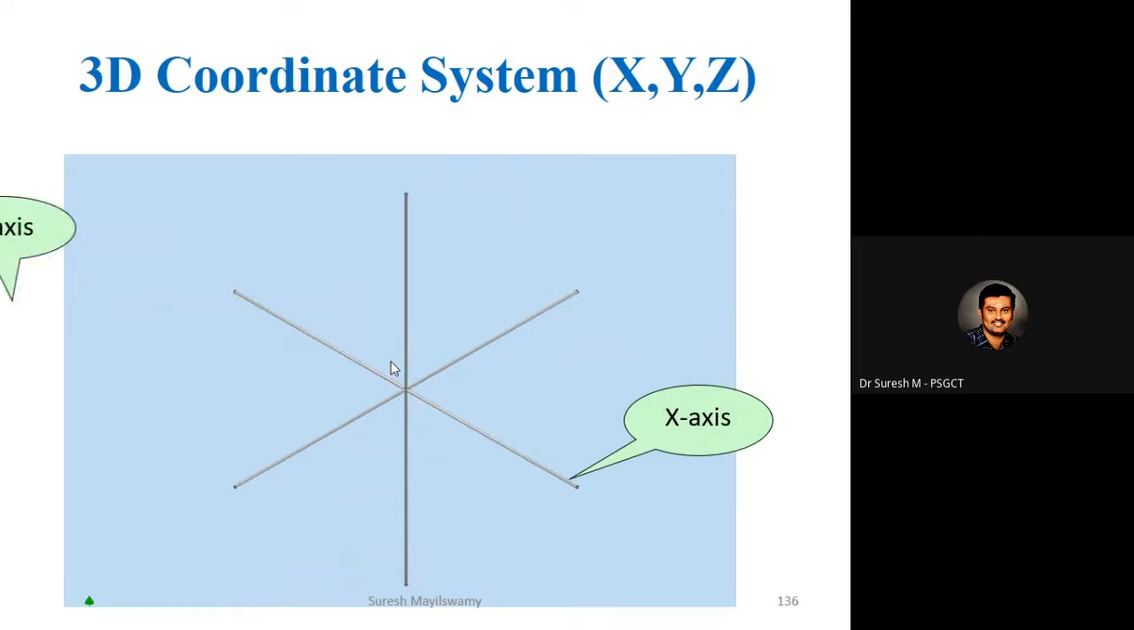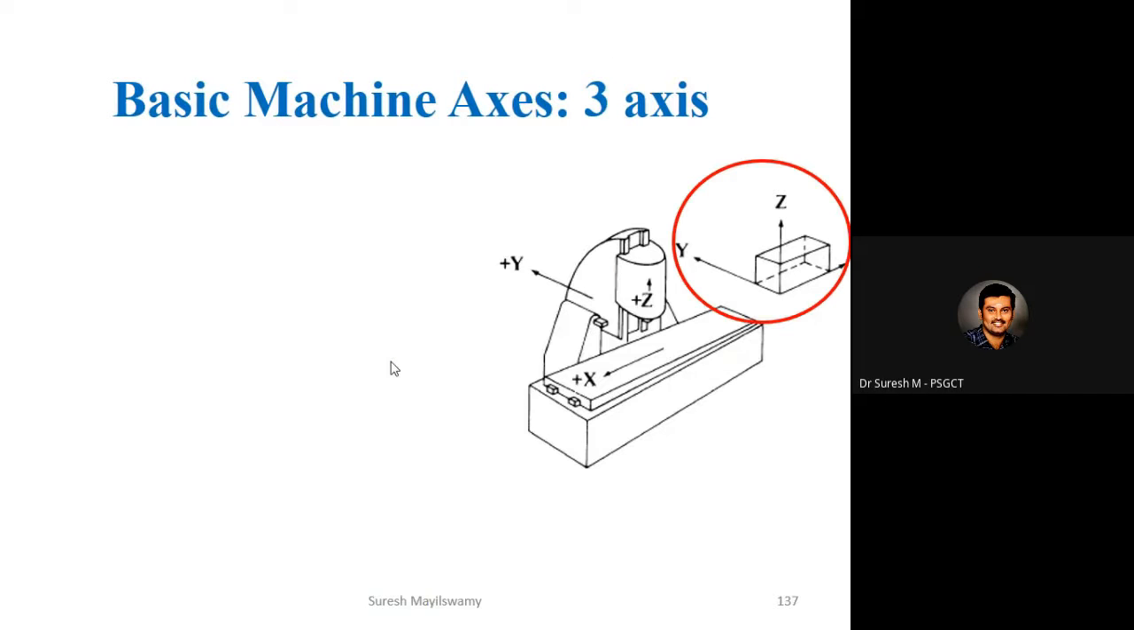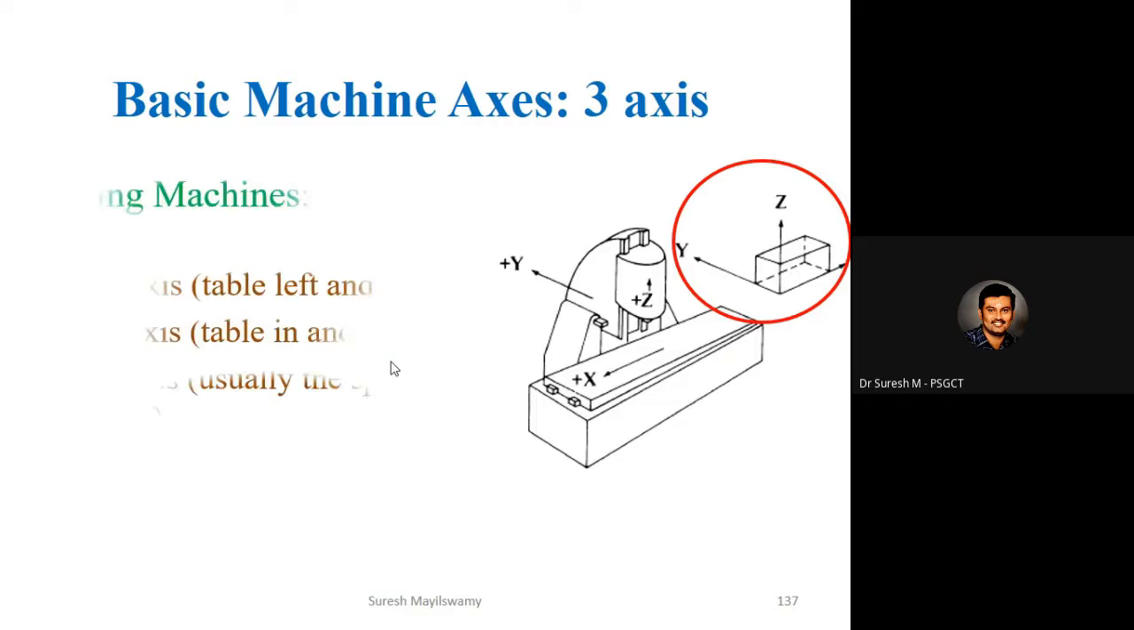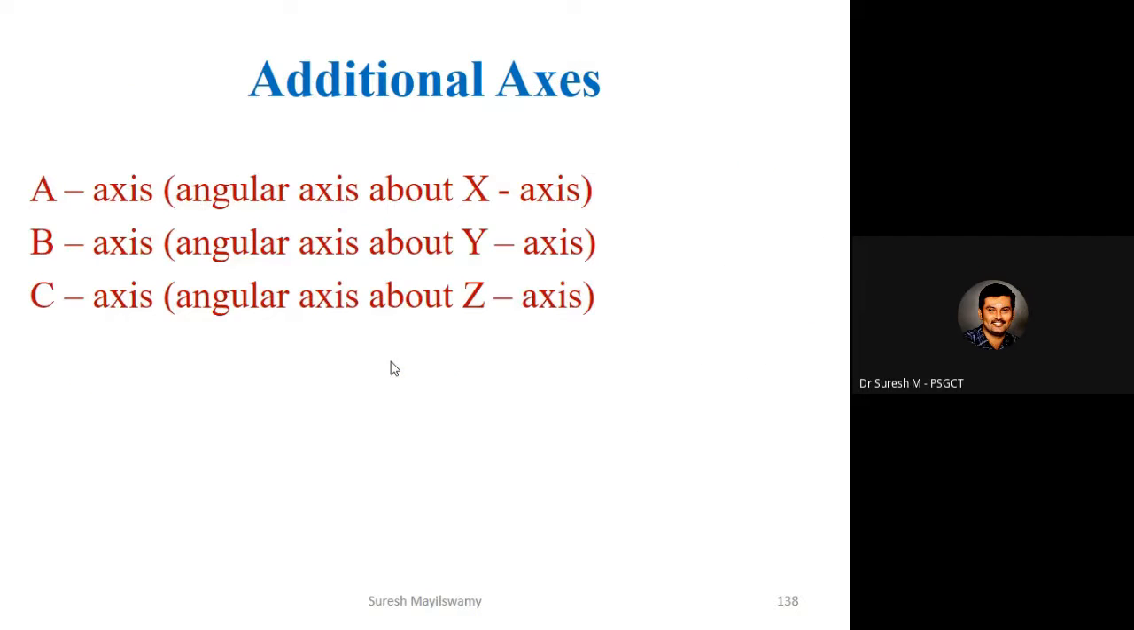So these are the three axes in the vertical machining center, X, Y, and Z axis. And this is the part that's required. The basic machine axes are three axes, so X, Y, and Z. In the same way, we have additional axes, A, B, C. So the A axis is the angular axis about the X axis, the B axis is the angular axis about the Y axis, and the C axis is the angular axis about the Z axis.